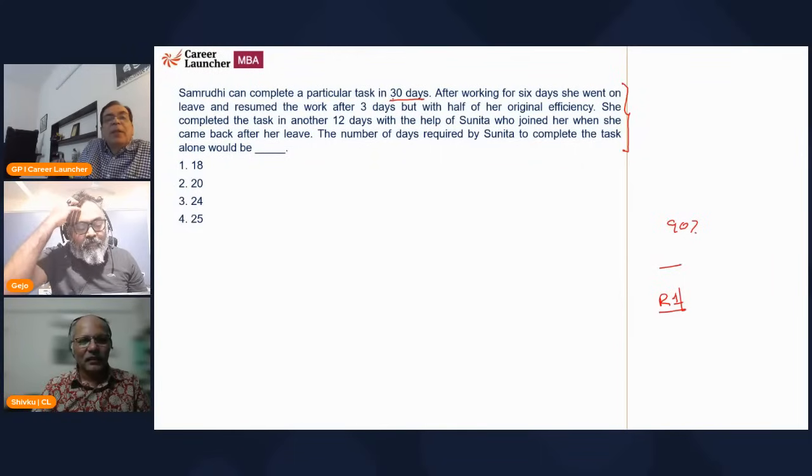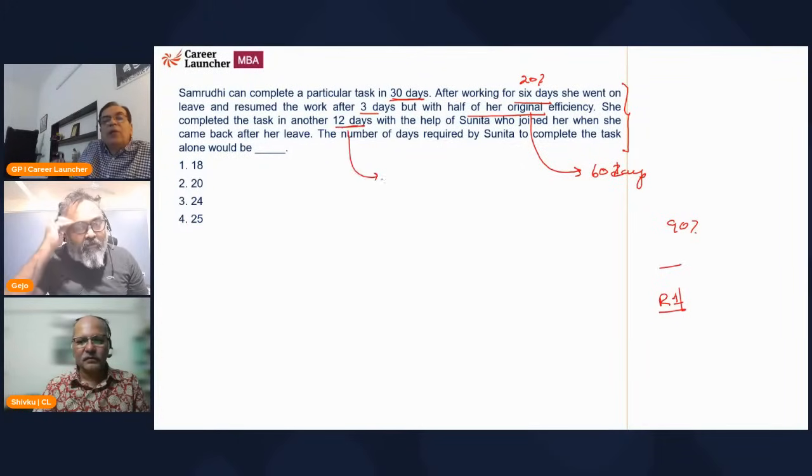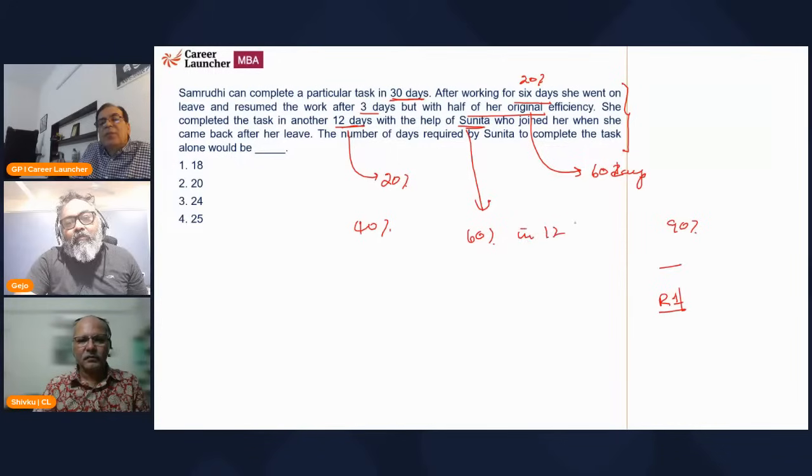Samriddhi can complete the task in 30 days. After 6 days, so in 6 days she would do 20% of the work. 6 by 30. She went on leave, resumed after 3 days, but with half original speed. Half original speed means she'll do the work in 60 days. She completed the task in another 12 days. 12 on 60 is again 1/5 or 20%. So Samriddhi has done 40% of the work. She did it with the help of Sunita. So Sunita has done 60% of the work in 12 days. So she'll finish the work in the number of days required by Sunita. She'll finish the work alone in 20 days.